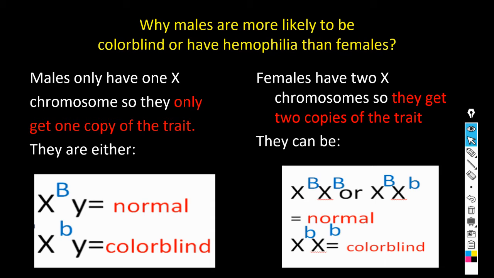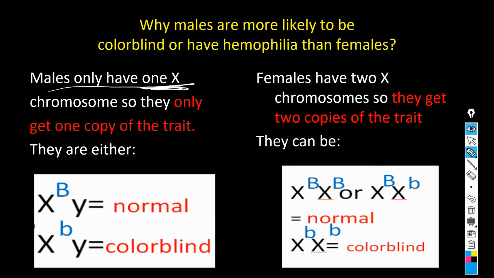So again, this just reiterates some of the things that we have touched on, but males are more likely to be colorblind and males are more likely to have hemophilia than females. The reason why? Males only have that one X. So they only have one X on that 23rd pair. So they only get one copy of that trait.